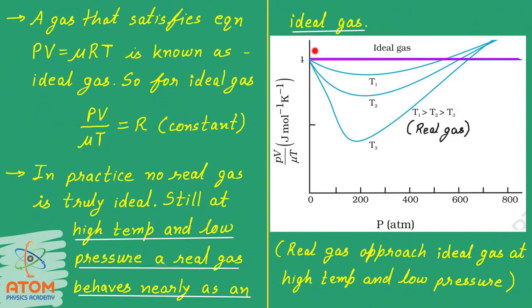As well as you can see this point. When the pressure is very low, at that time all the graphs of real gas and ideal gas coincide on each other. That means at low pressure all the gases are behaving as ideal gas. So concludingly we can say that real gas approaches ideal gas at high temperature and low pressure. As I said, at high temperature and low pressure a real gas behaves nearly as an ideal gas.